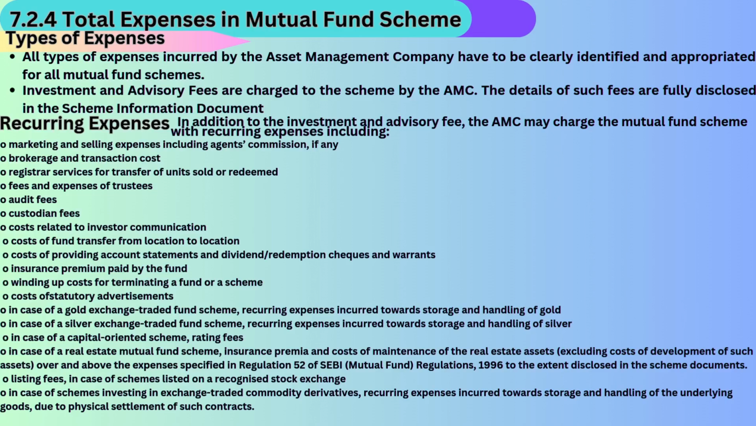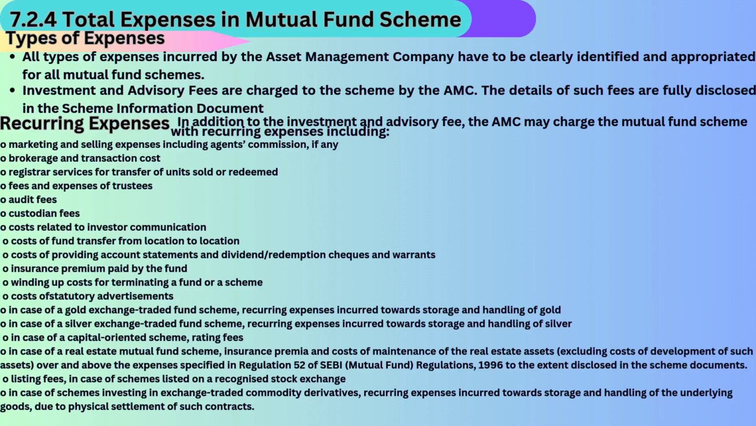In case of gold exchange traded fund scheme, recurring expenses incurred towards storage and handling of gold. In case of silver exchange traded fund scheme, recurring expenses incurred towards storage and handling of silver. In case of capital protection oriented scheme, rating fees. In case of real estate mutual fund scheme, insurance premia and cost of maintenance of real estate assets, excluding cost of development of such assets, over and above the expenses specified in Regulation 52 of SEBI Mutual Fund Regulations 1996 to the extent disclosed in the scheme documents.